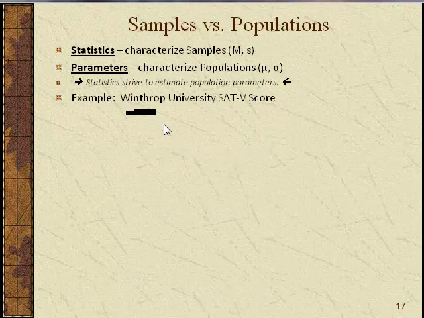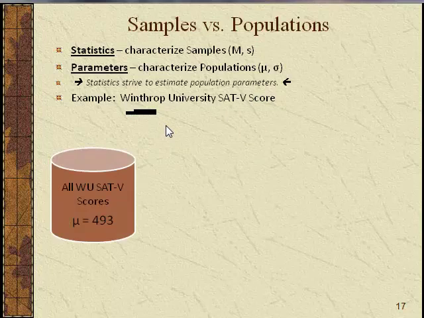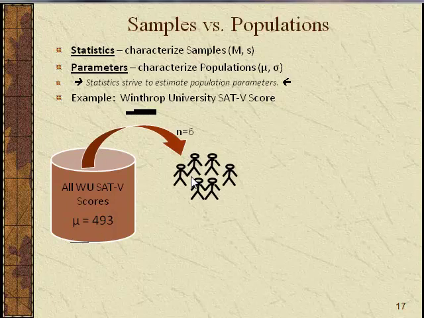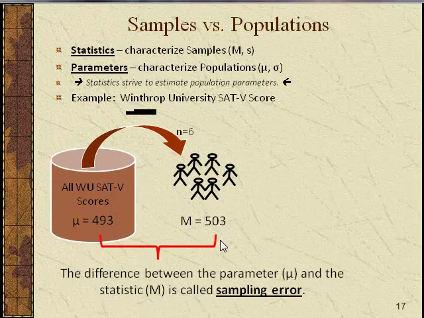So let's pretend that we want to know what the average SAT verbal score is at Winthrop. Let's pretend that we don't know this, but say that if we could look at all the scores, we'd figure out that the average in the population is 493. All we can do, though, is take a sample, and let's say we take a sample of 6 people, and we figure out their mean is 503. Now you'll notice that there's a difference between the sample and the population, and that difference is called sampling error.